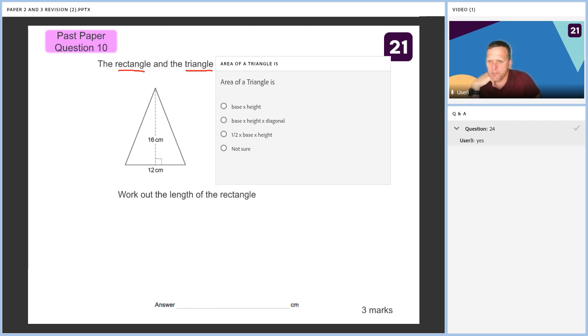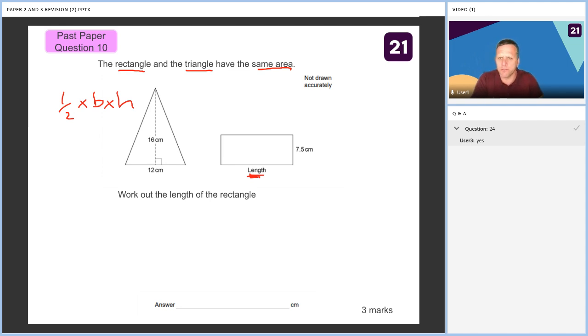The area of a triangle. Okay, we're going to do half times the base times the height. So half the base times the height for our triangle. Okay, so we've always got to remember with these questions, we just got to think about what we're going to do. If we've got no idea how we're going to find the length, we can still find the area of the triangle just to get ourselves a mark.